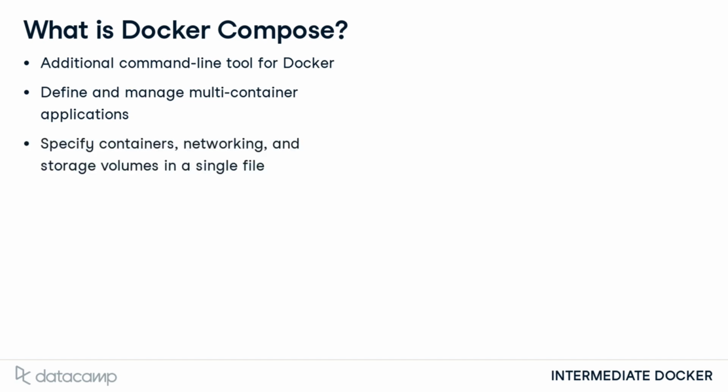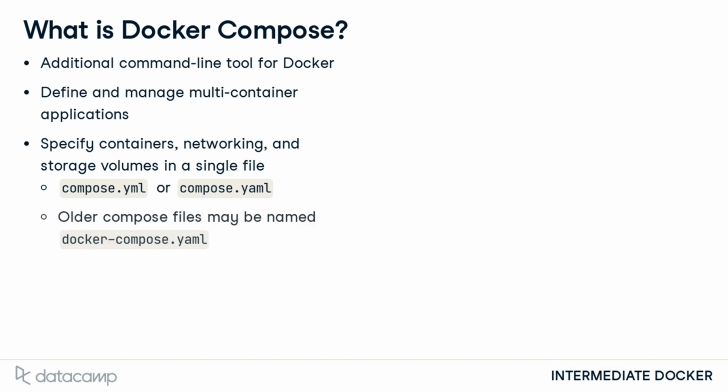Docker Compose can specify containers, networking, and storage volumes in a single file, compose.yml, or compose.yaml. You may also see older files named docker-compose.yml or .yaml. Docker Compose makes it very easy to share or demo applications by providing the Compose file. We'll create our own Compose files later. For now, let's look at an example and how to use it.